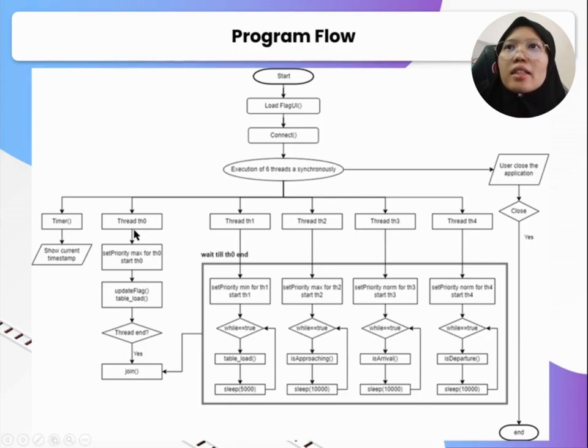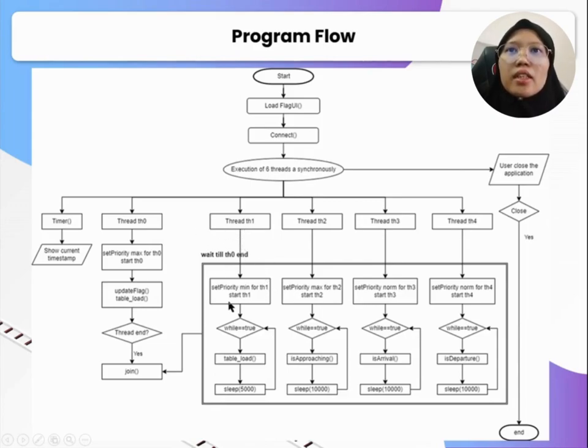Next, thread th0. First, I set priority max for th0, then start th0. Then it will run update flag and table load. Then the thread will end, and the other 4 threads will join the execution. So threads TH1, TH2, TH3 and TH4 will wait first until thread TH0 is done executing.